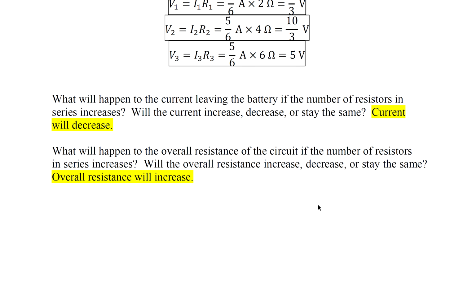So what happens to the current leaving the battery if the number of resistors in series increases? The current will decrease because we get more resistance. Now what happens to the overall resistance if the number of resistors in series increases? We're going to get more resistance.